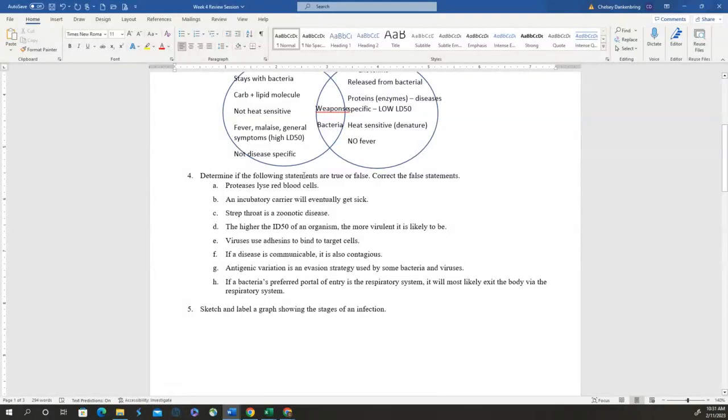All right, so determine if the following statements are true or false. Correct the false statements. Proteases lyse red blood cells. This one is going to be false because a protease sounds like protein, right? So there are 2 ways you could make this correct. You could say proteases lyse or destroy proteins, or you could change this first word and it would be hemolysins lyse red blood cells. Hemolysins lyse red blood cells.